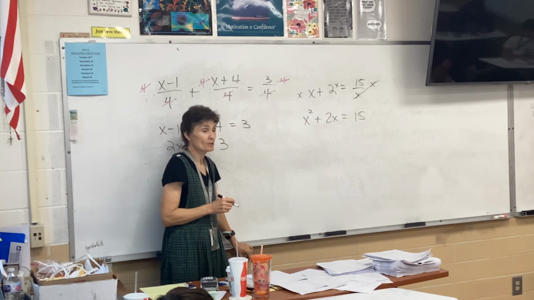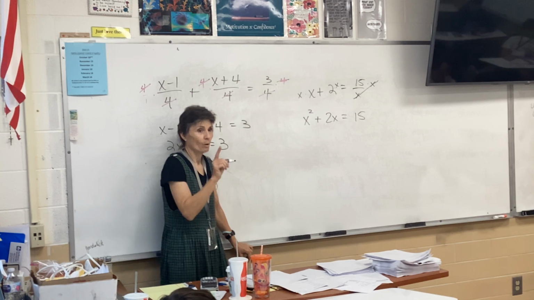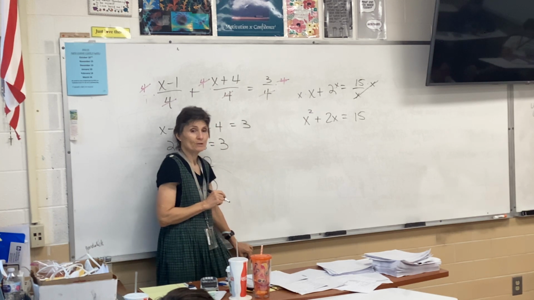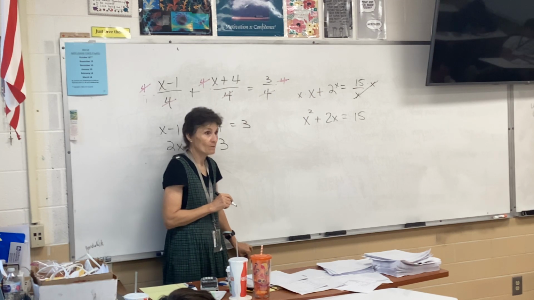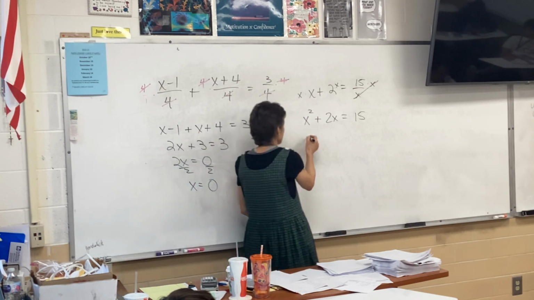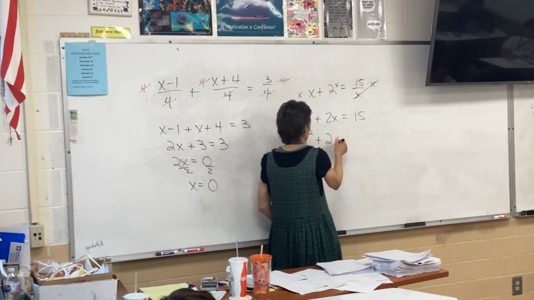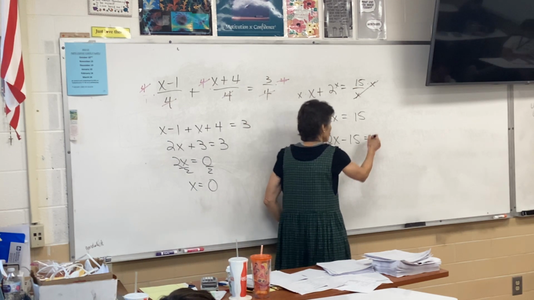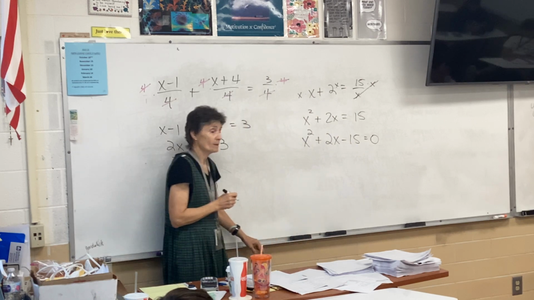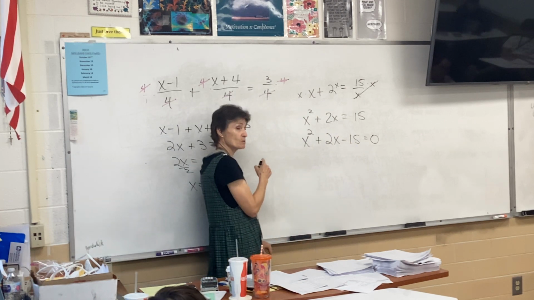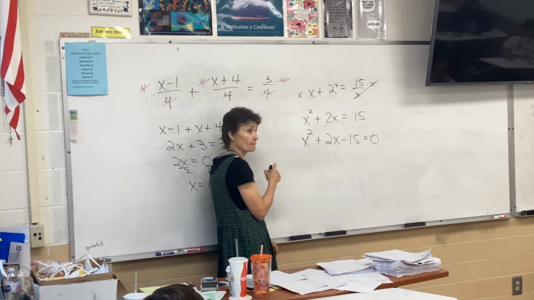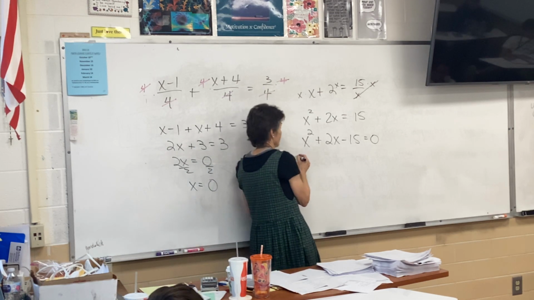What kind of an equation is that? Quadratic. What do we do with quadratic equations? Set equal to 0. Absolutely. Get it set equal to 0. So I'll move the 15 over. And then I have a choice, don't I? What's my choice? I can try to factor it. Do you think this one factors? I think it does. 5 and 3.